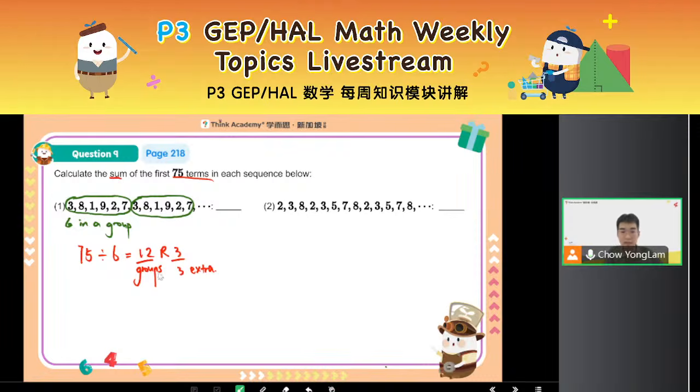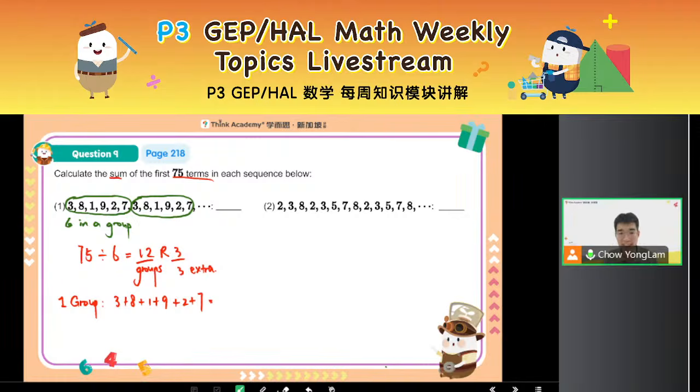Okay, so now you need to find out what is the sum of a group. Now, one group, the sum will be 3 plus 8 plus 1 plus 9 plus 2 plus 7. Okay, now can anyone give me the sum? There's a hidden knowledge point over here, right? Should you add the numbers one by one? P3 is the third grade. 381927, do you need to add them one by one?